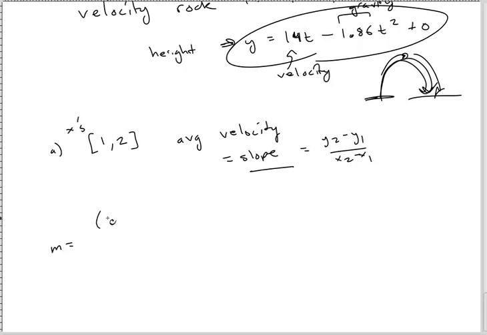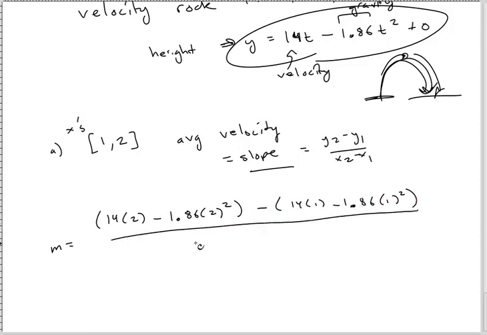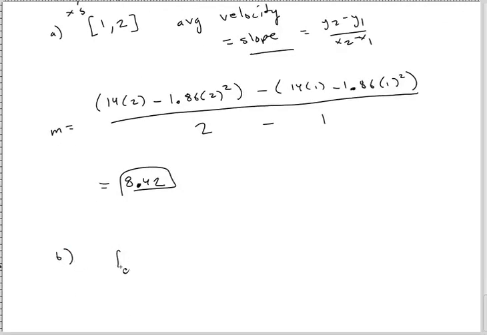I have, for my first one, 14 times the 2 minus the 1.86 times the 2 squared, all minus, and then again, doing the same thing, 14 times the 1 minus the 1.86 times the 1 squared, and then all of this divided by 2 minus 1. Again, I'm trying to choose the bigger one and then the smaller one here. That's what I wanted to do in the last one. Blah, blah, blah, calculator, 8.42 is my answer. And then for part B, we're going to repeat it. And they say go from 1 to 1.01.